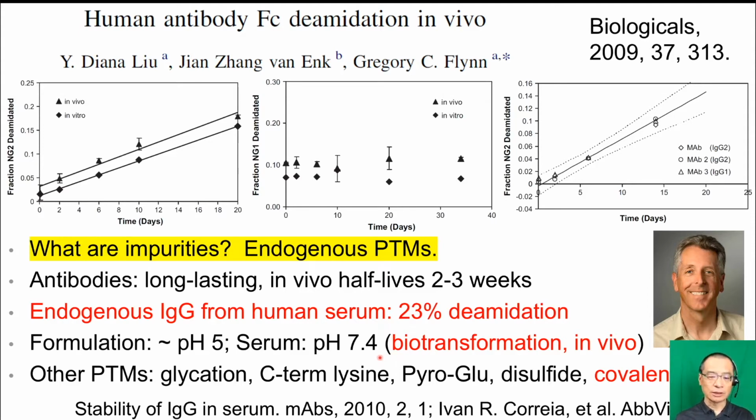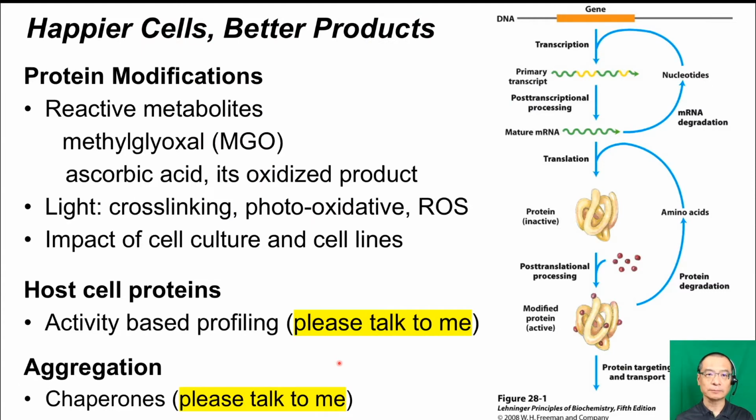Greg Flynn also did some excellent work on other PTMs: glycation, C-terminal lysine, pyroglutamic acid, and also covalent dimerization. We will talk more about this later in this talk.